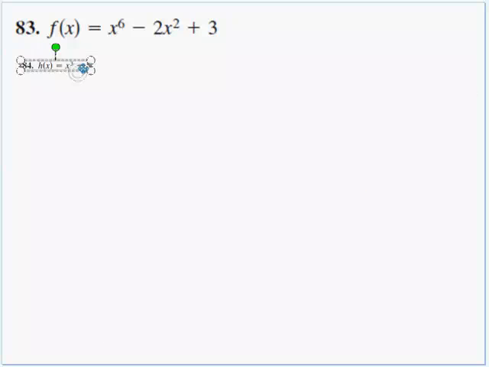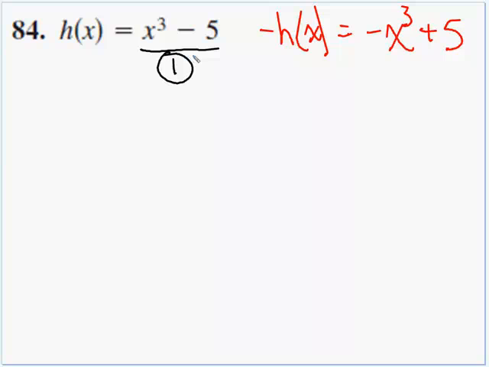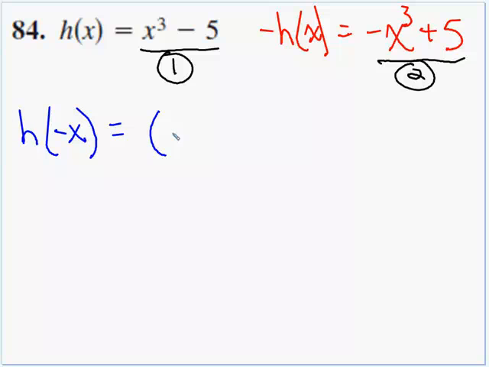All right, and 84. Now our function name is h of x. So the negation of h of x is going to be negative x cubed plus 5. So here is option 1. If we get that, we're even. Here is option 2. If we get that, we are odd. So let's replace all x's with a negative x in our function. That will become a negative x cubed minus 5. So negative x times negative x times negative x is negative x cubed minus 5.